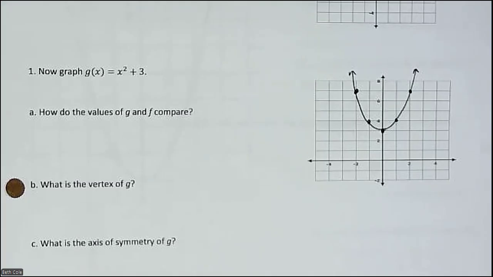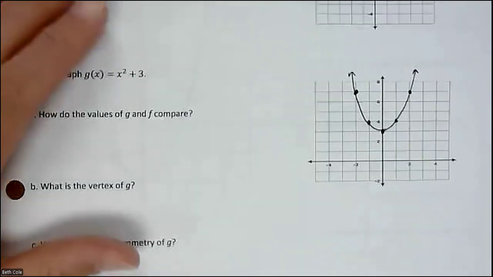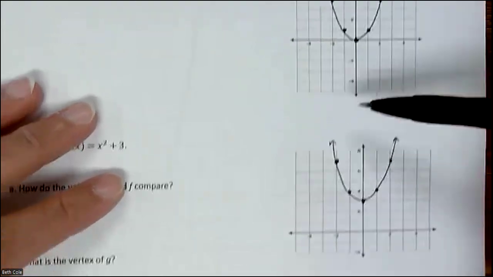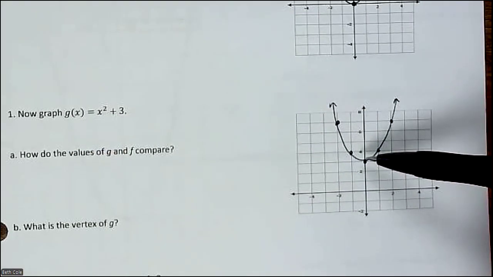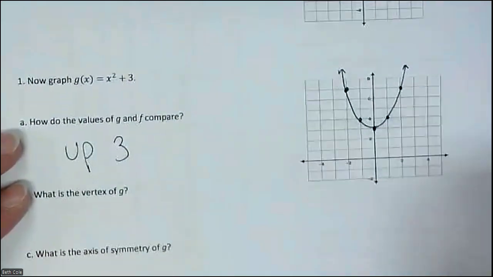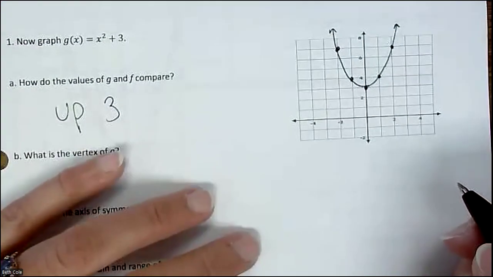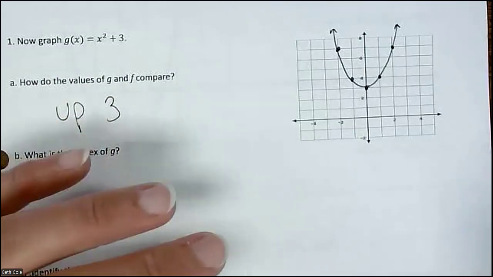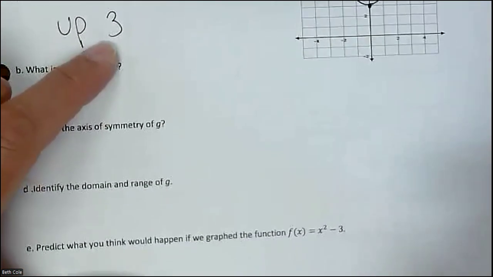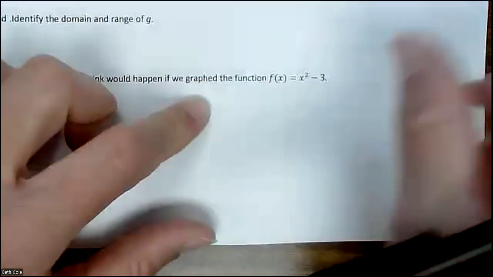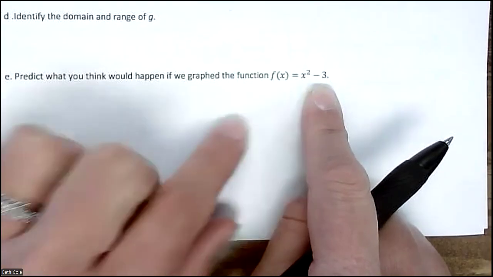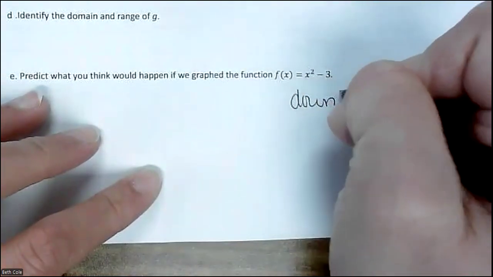So here is the big question and the thing you need to notice. Where is this one centered? 0. This one is up. Good. Thank you. It went up 3. Now, I don't need to necessarily answer all of this. We did a whole lot with vertex and axis of symmetry on the other side of the paper, so I don't necessarily need that. But here is the takeaway. If it was x squared minus 3, what do you think it would do? It would go down 3.